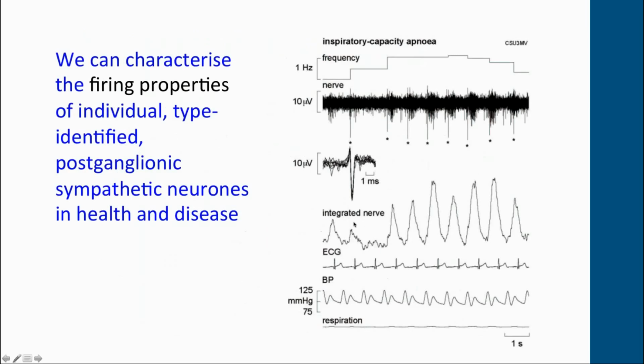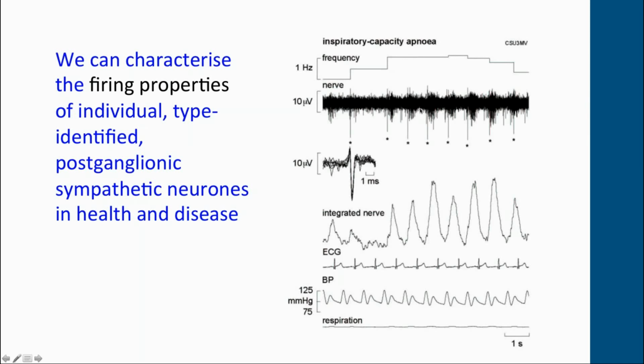We can see what happens when we ask the subject to increase the muscle sympathetic nerve activity during a physiological maneuver such as a maximum inspiratory breath hold. And this is why you can see the respiration is flat here. Subjects have been asked to take a maximum inspiratory breath hold, an inspiratory capacity apnea, which causes a sustained and marked increase in muscle sympathetic nerve activity. Again, we can see this great increase in activity from the integrated nerve.